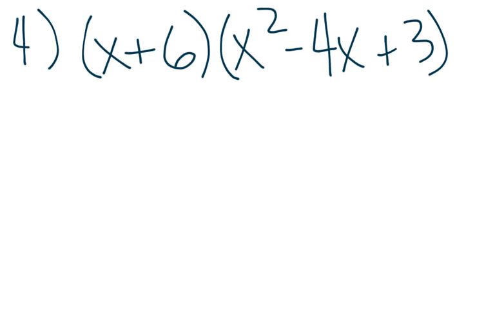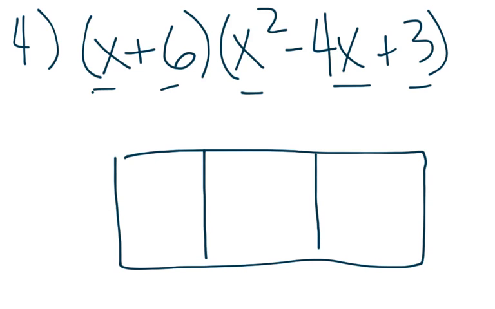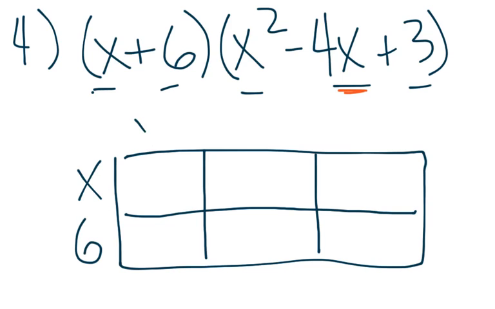For number 4, we actually have one binomial, 1, 2, and one trinomial, which has 3 terms, 1, 2, 3. When doing a trinomial, I like to use the box because once again, it ensures that you don't miss anything. You can't really use FOIL with this because you don't just have first, outer, inner, last, you also have a middle term, and that makes it tricky. So what I'm going to do is put x plus 6 on the side, and then x squared minus 4x plus 3 on top.